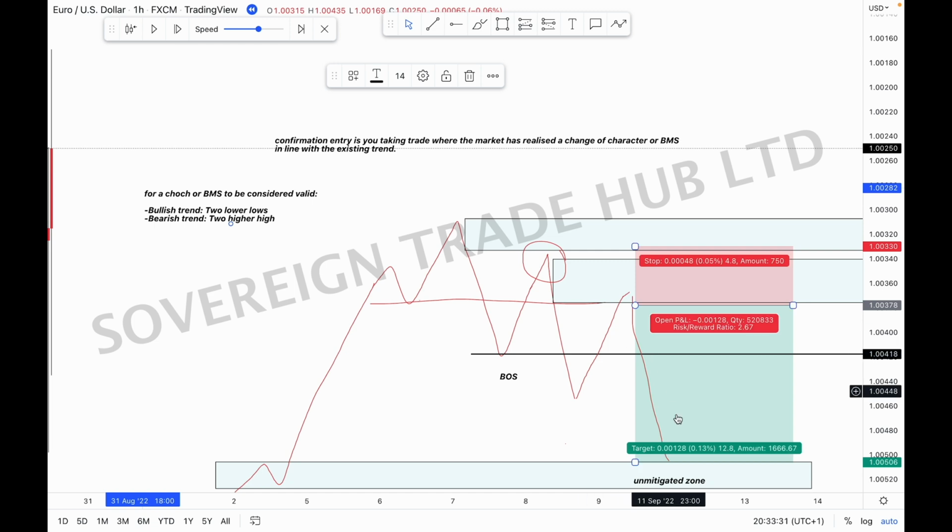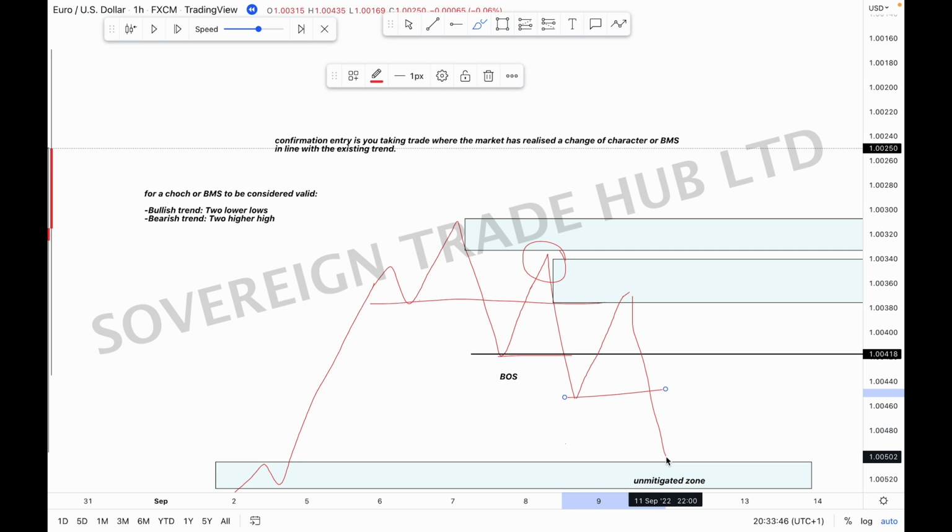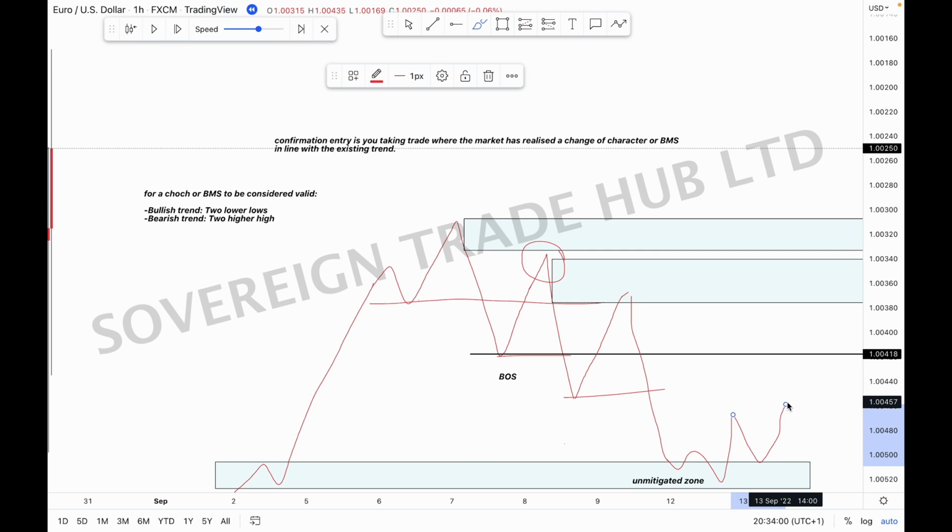So let's continue. Now, the moment we step into this unmitigated zone, it will be very wrong for you to buy. Why? The dominant trend here now is the sellers. It's a bearish trend. Before you buy, since the market has stepped into an unmitigated zone, you must wait for a change of character to occur likewise before you buy. If you keep up with this practice, you will understand that you have actually refined your entry.